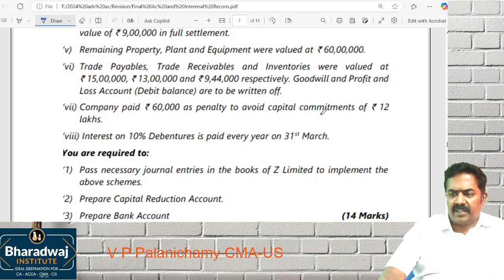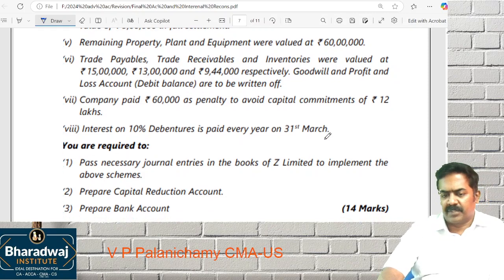They have given you revised values of assets. Goodwill and P&L account to be written off. The company paid 60,000 as penalty to avoid a capital commitment of how much? 12 lakhs. Interest 10% paid every year on 31st March is given.